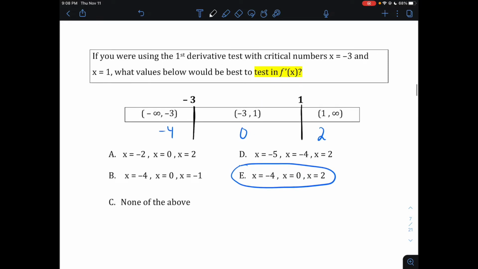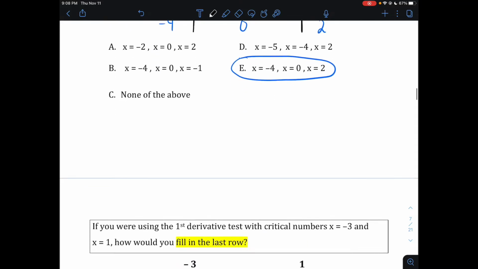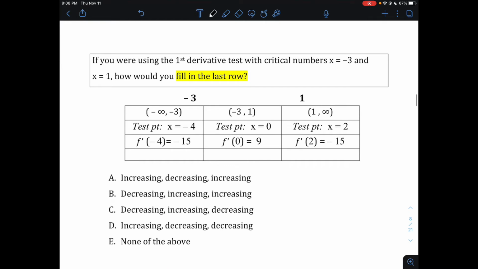All right, some more review picking up from where we had left off. If you were using the first derivative test with critical numbers x equal -3 and x equal 1, how would you fill in the last row of this table that we see here?